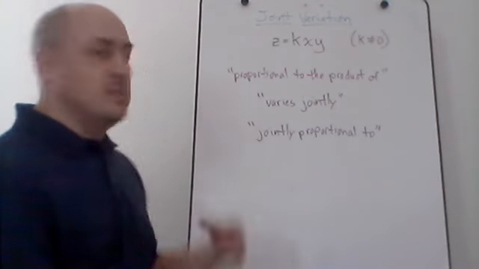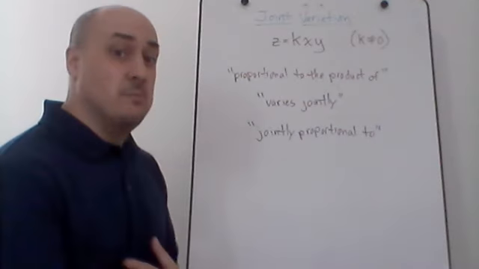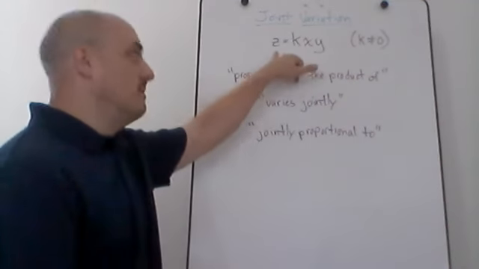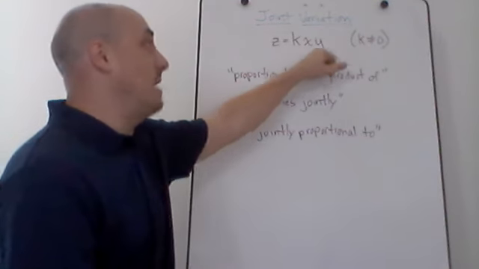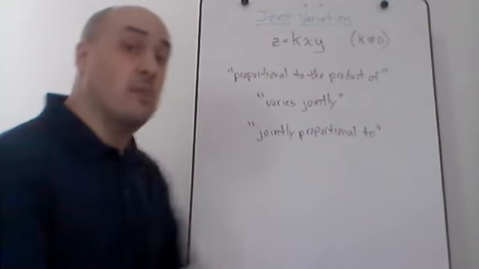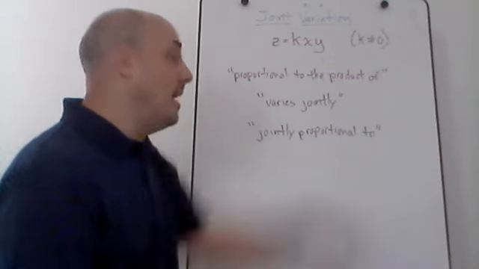So joint variation is basically like direct variation in that it's all just multiplication, but it's with three variables instead of just two, right? So the basic formula for joint variation is z equals k times x times y, where k is not equal to 0, right? K, once again, is what we call the constant of proportionality. The variables here are the z, x, and y, right?